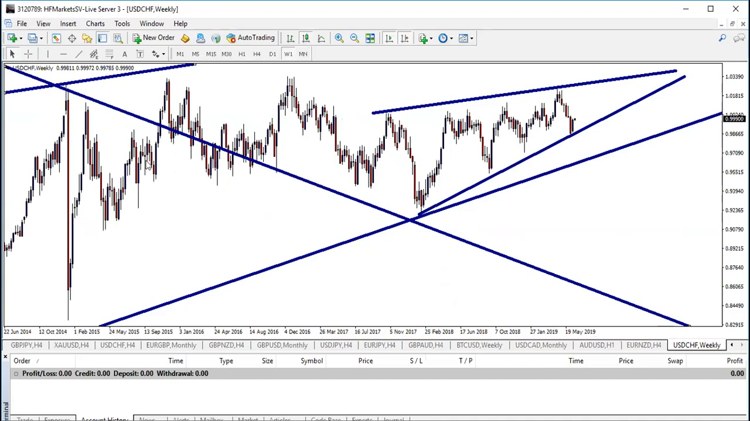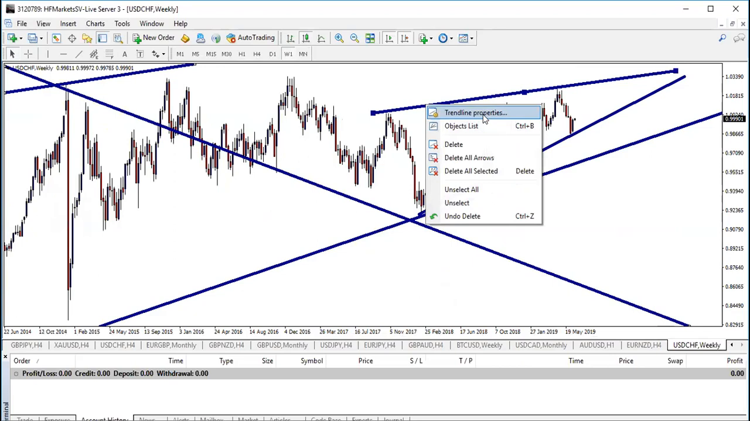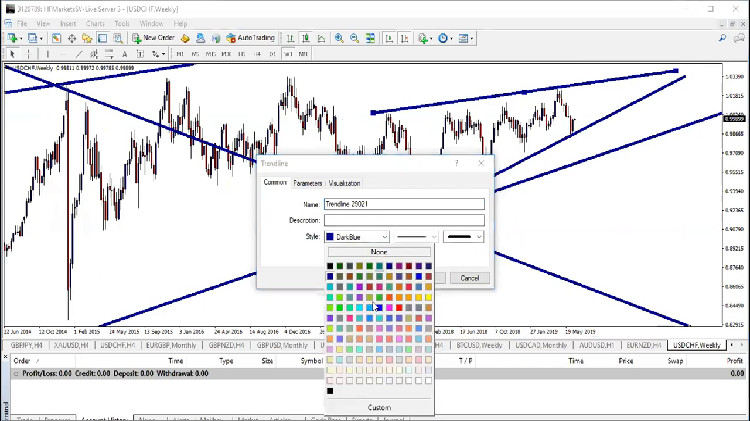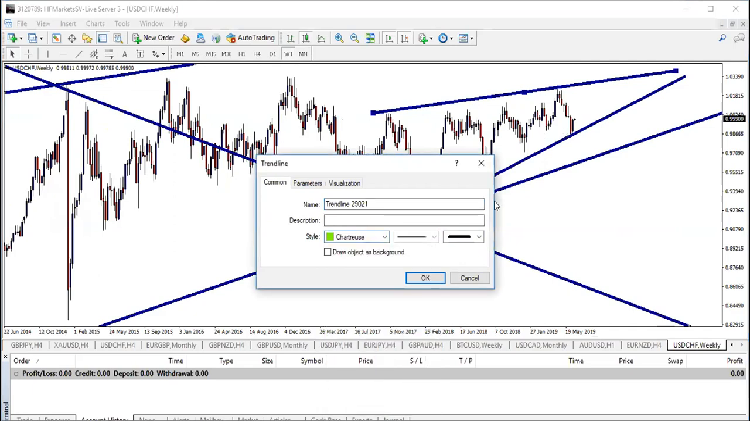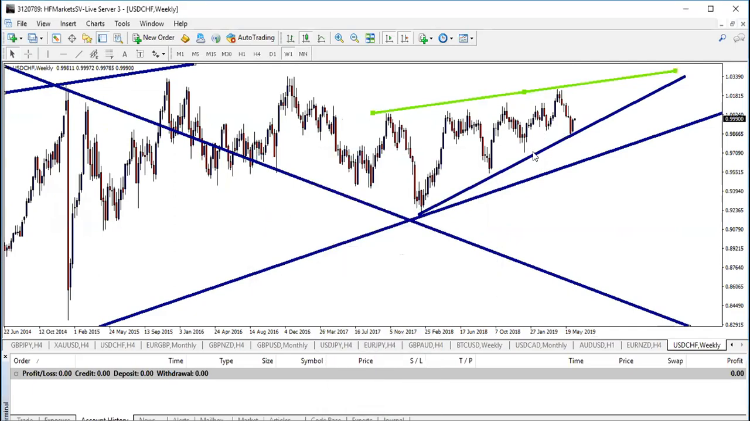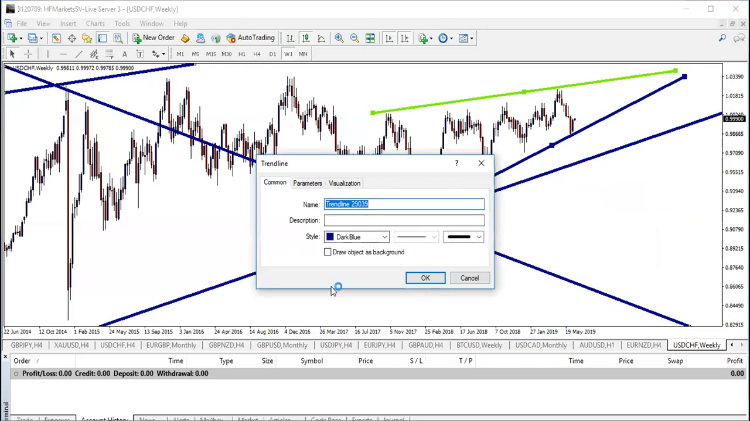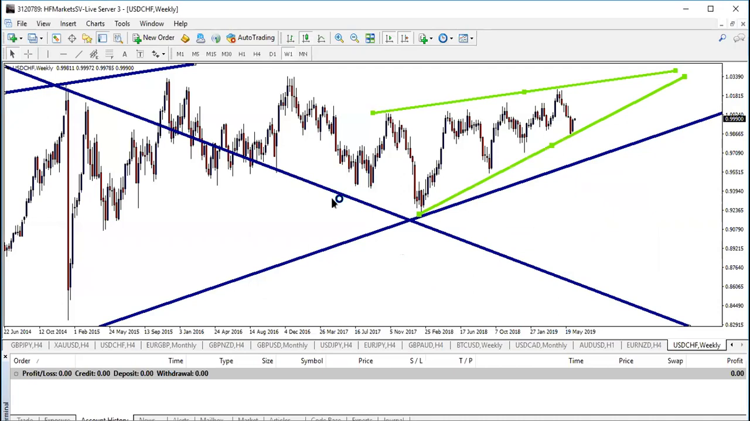So without making things complicated and then wasting too much time, we can then go on H1. For easy, I'm still going to change this color. Then let's do the green for it. I'm basically making you understand that you need to always differentiate your trend line so that you can see.